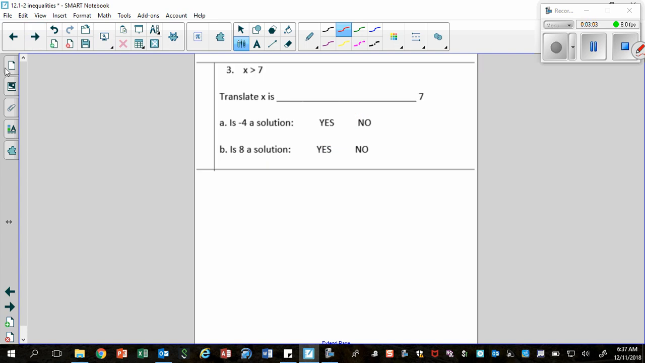For number 3, x is, remember this is the greater than sign, 7. So it asks, is -4 a solution? Another way you could do this, rather than drawing, is you could pop in -4 for x. So -4, inequality sign, greater than 7. Does that make a true statement? Could -4 be a solution? No, -4 is not bigger than 7, so this would not be true. Same thing, is 8 greater than 7? Yes, that's a true statement.